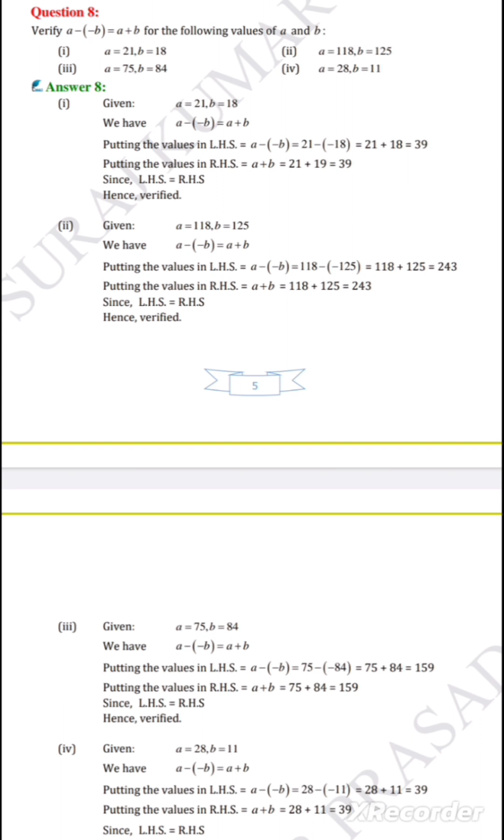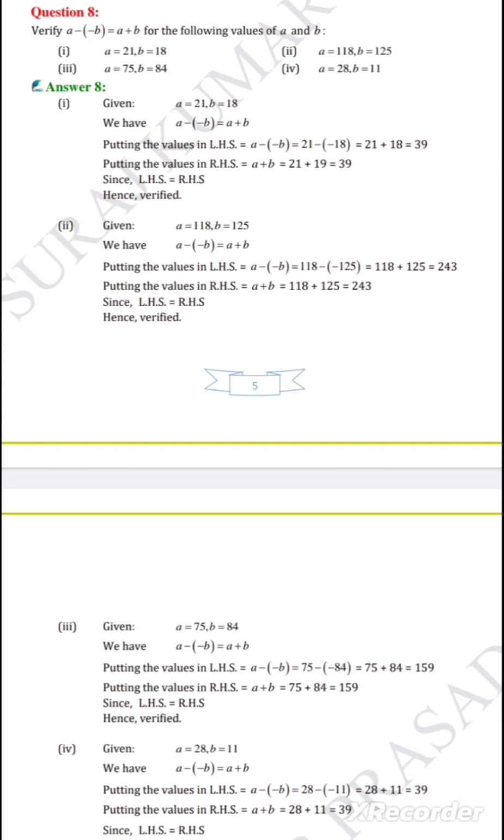is equal to 21 plus 18 is equal to 39. Putting the values in RHS, we got a plus b, 21 plus 19 is equal to 39. Since LHS is equal to RHS, hence verified. These values are perfectly correct for this equation. And let's take the next values.